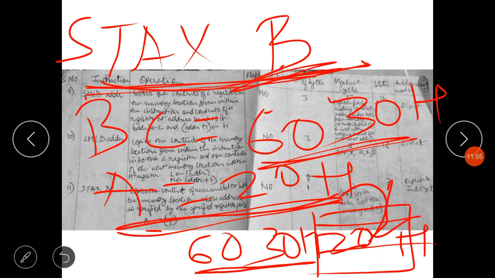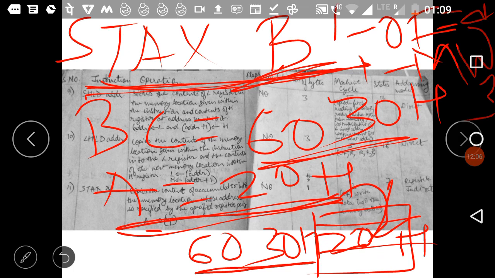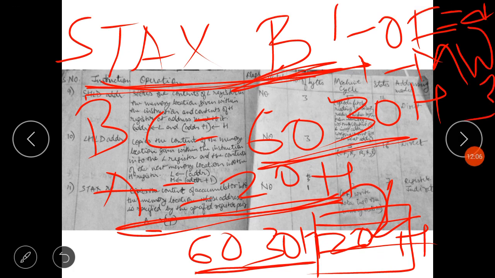Now how many T states will be used? Since this STAX RP instruction involves 2 machine cycles, one for opcode fetch and another for memory write, and the opcode fetch machine cycle has 4 T states and memory write has 3 T states, in total 7 T states will be used for complete execution of this instruction.